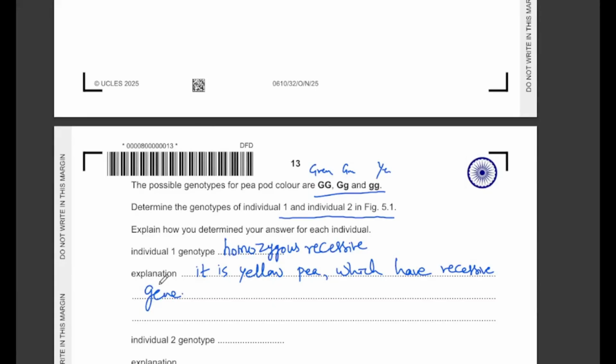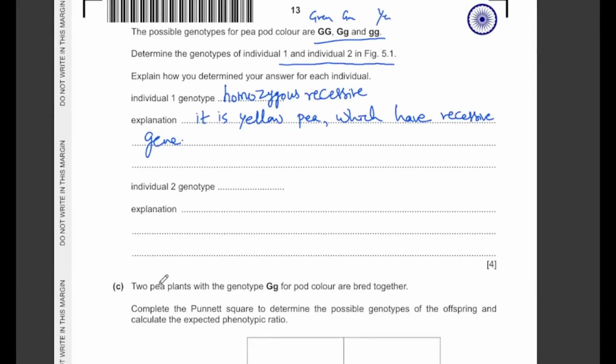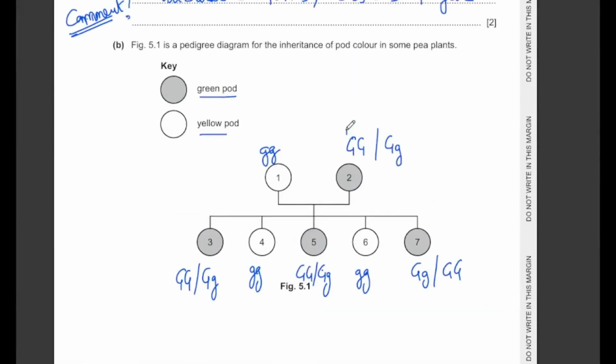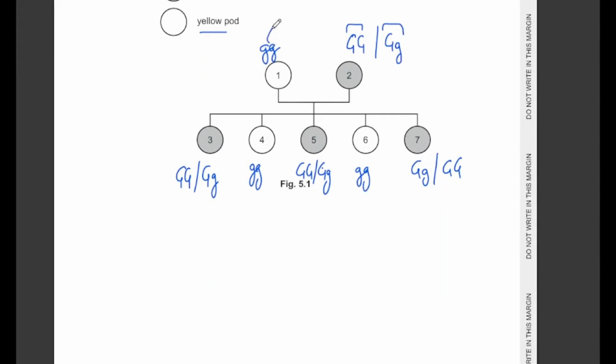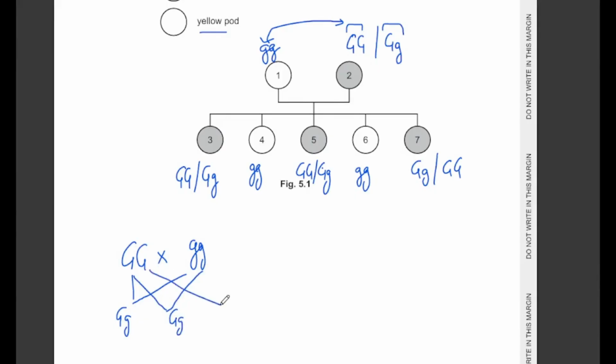Next one, individual 2. Now we have two options here, either homozygous dominant or a recessive dominant. Just for explanation, if I have a combination of this, what should I get? I should get a dominant one and a recessive one, again a dominant and recessive, correct? The same will go with this also, capital G and small g, and then we have again capital G and small g.